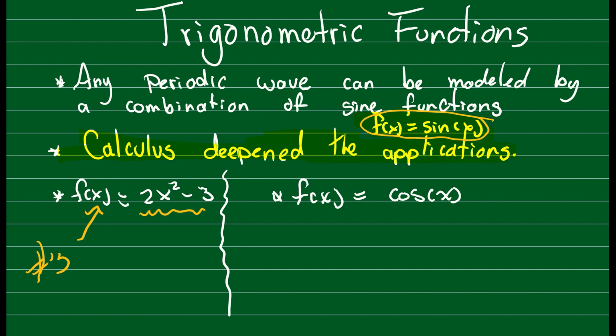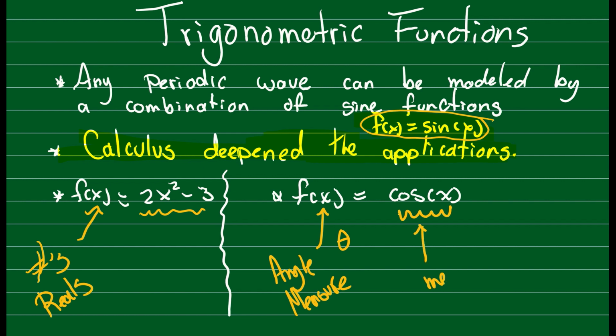Now, when we're dealing with a trigonometric function, the input, we might still see an x, but this x refers to, this one was reals, this one refers to an angle measure. All right, yeah, we see an x, but that might be a theta for an angle measure. And what is the output? Well, the output gives us another measurement.